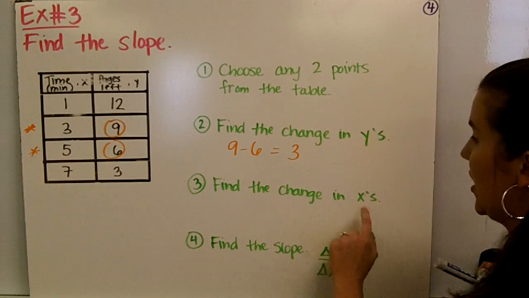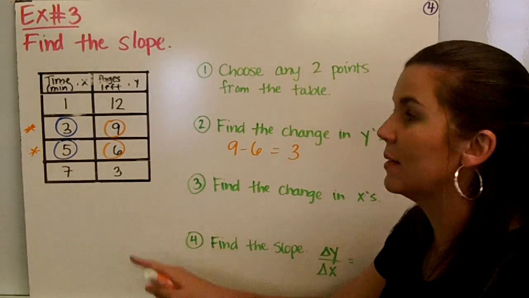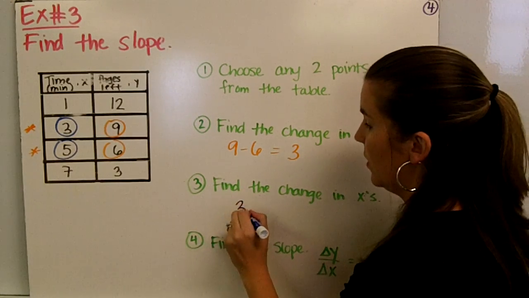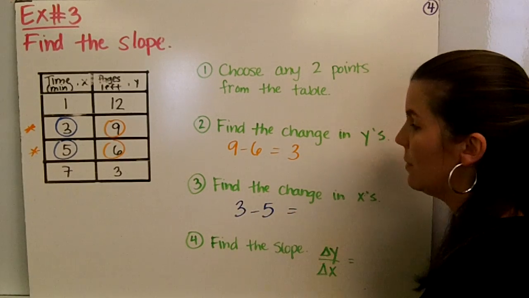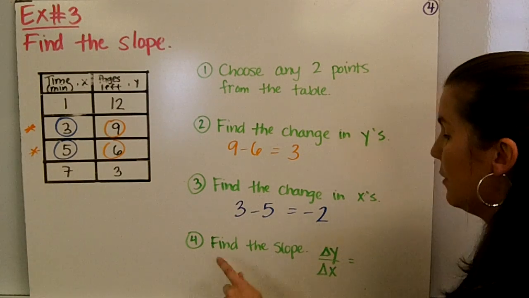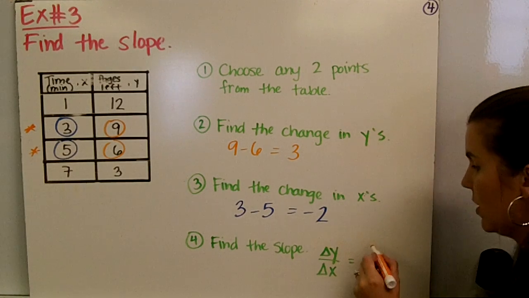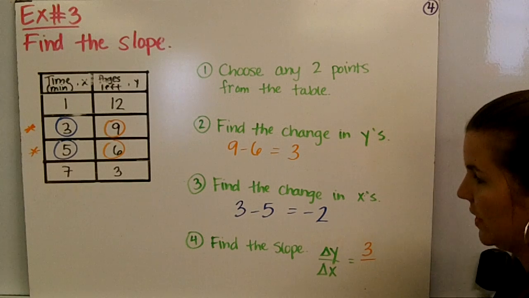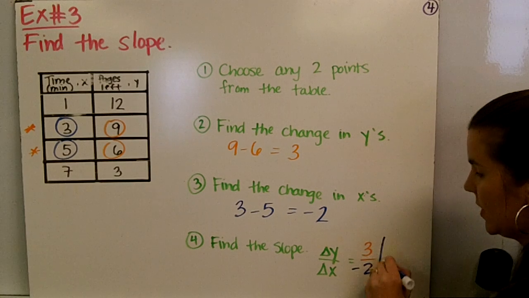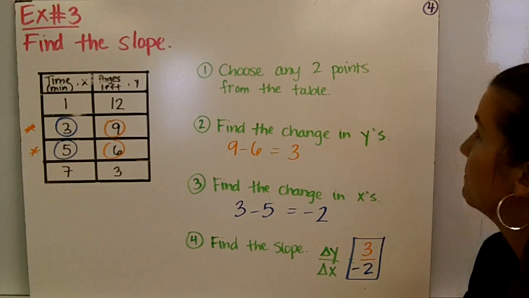Then I'm going to find the change in the x values. Now, because I said 9 minus 6, I'm going to say 3 minus 5. I'm not going to switch up the order. 3 minus 5 is negative 2. And then find the slope. That's the change in y over the change in x. Well, you just found the change in y. It was 3. And you just found the change in x. It was negative 2. So the slope is negative 3/2, or negative 1.5.